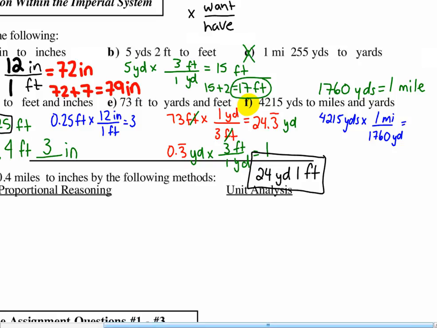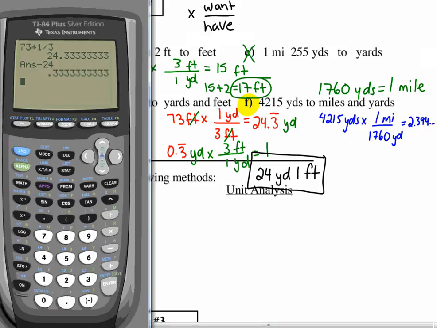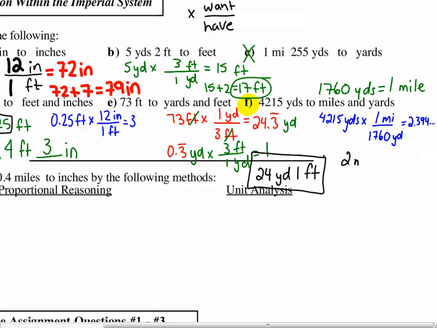You get 2 point... Okay, so you know how many full miles that is? 2. So there's a few options on your calculator that we can do. Some of you might have gone 1 over 1760. So that gives me 2 full miles. We need to figure out how many yards were left over.